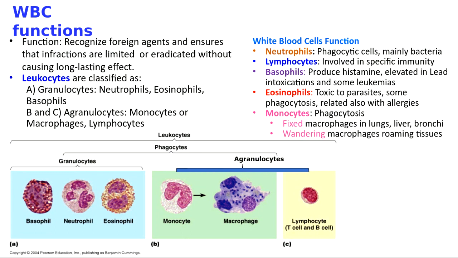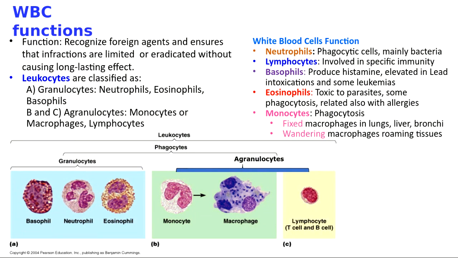Monocytes and macrophages are the same cell. The difference between the monocyte and a macrophage is that the monocytes are found in the peripheral blood and the macrophages are found in the tissues. If you see the column on the right, in the little explanation about the function of the monocytes, their function is phagocytosis, and we have them as fixed monocytes or as wandering monocytes or macrophages, because when they are in the tissue, we call them macrophages.